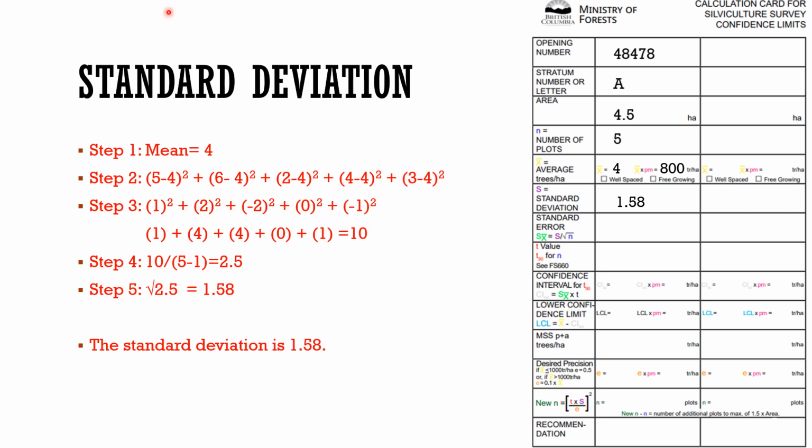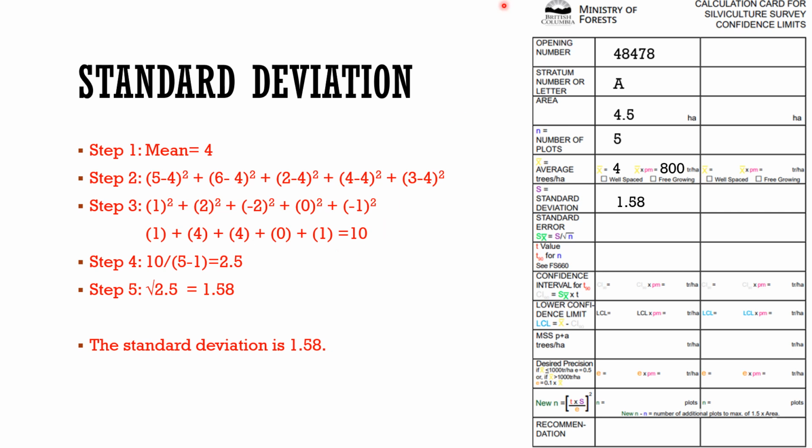For our next step, we have to square each of these values. So that just means that we have to times it by itself. So first we have 1, so we go 1 times 1 equals 1. For our second plot, we have 2, so we go 2 times 2 equals 4. Negative 2 times negative 2 also equals 4, because a negative by a negative equals positive. Then we have 0 times 0 equals 0, and -1 times -1 equals 1. So we add this up now. So 1 plus 4 plus 4 plus 1 equals 10.